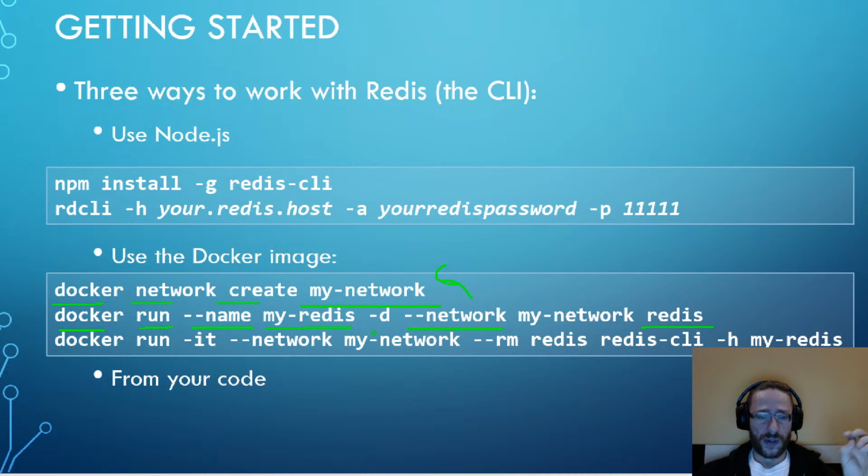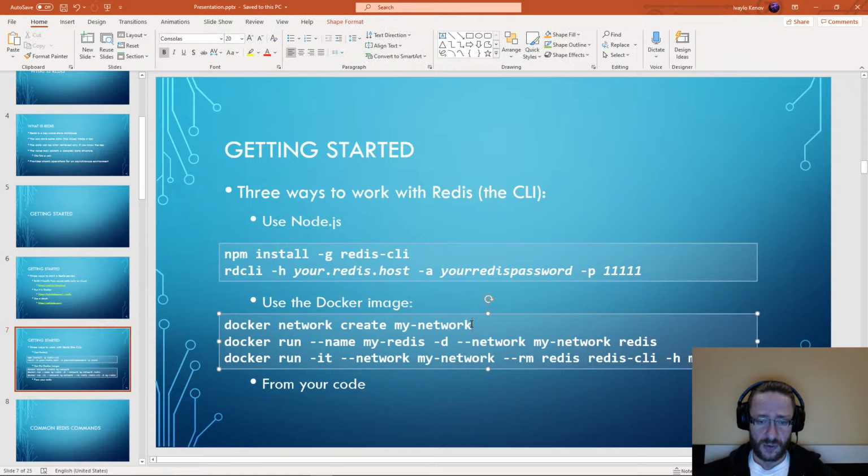Then I'm going to run a CLI client, command line interface client, and the command is very easy: docker run, interactive, run it in the same network so that we can connect to the server, and we want to call the host, which is my Redis, and because we named it my Redis, this will connect. So let's go and create that.